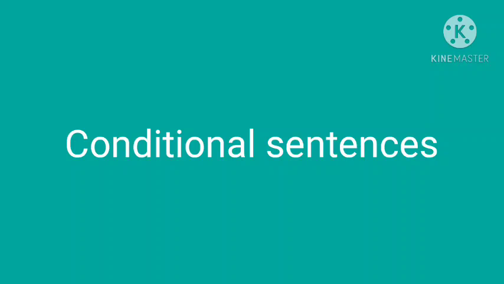Improbable condition. These conditions are unreal or imaginary conditions. For example, if she asked me, I should or would marry her. In this sentence, the speaker thinks that she is not likely to ask him.